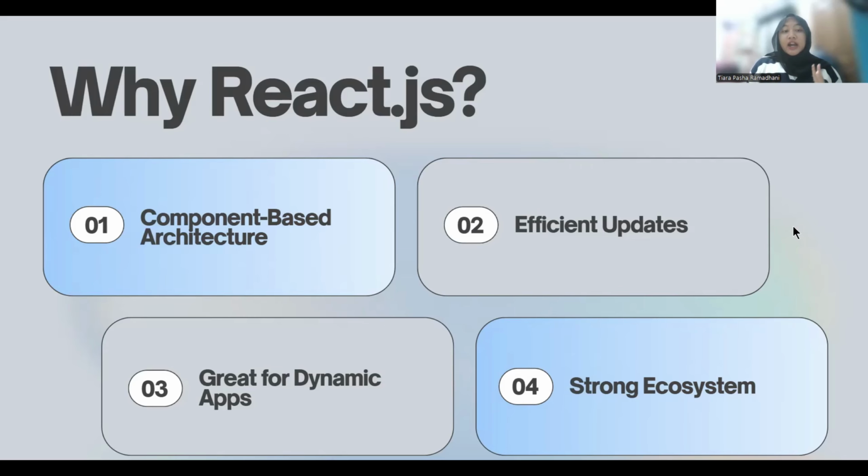Third, React excels at dynamic applications. Think about a booking system where the prices update in real time, or dashboards that show live data. These aren't just static websites. They are applications that need to respond and update constantly. And the last one is the ecosystem. React has a massive community and library support. Whatever feature you need to build, chances are there's already a well-tested solution available.